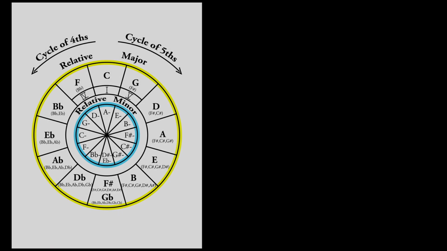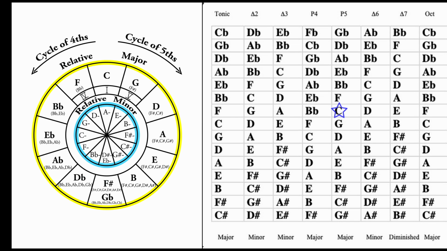To find an easy tool to see the motion of a fifth, we can use the circle of fourths as seen here. Moving counterclockwise starting on C, the next note is F. Looking at our scale chart, we see that C is the fifth of F, which is the motion of a fifth, the 5 moving to its 1.